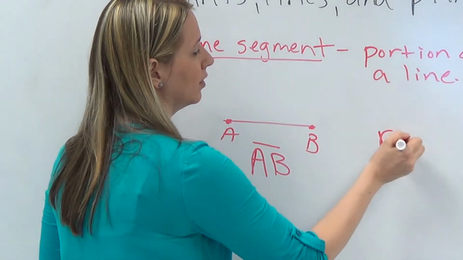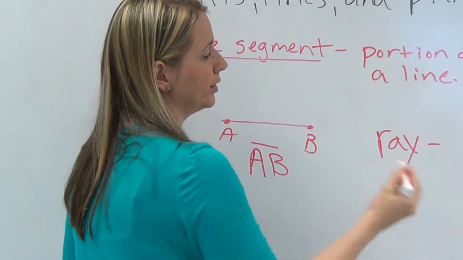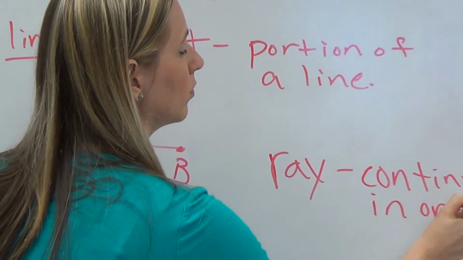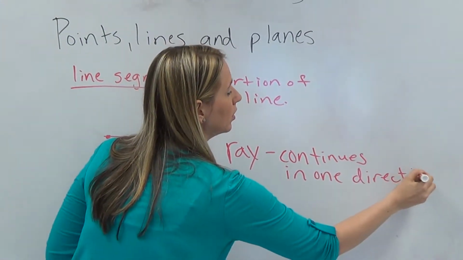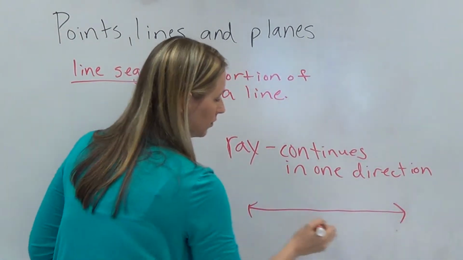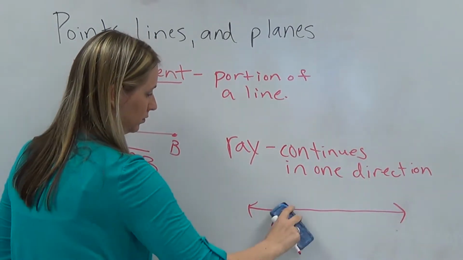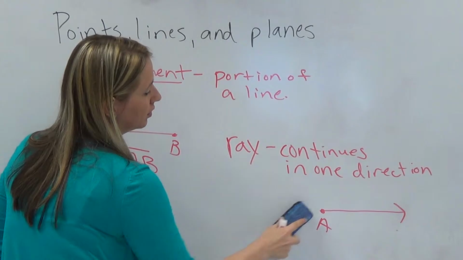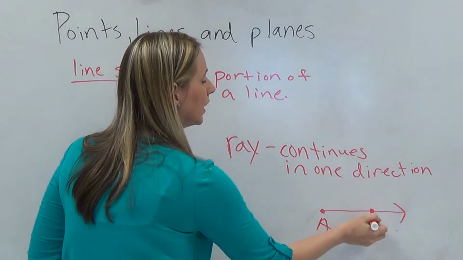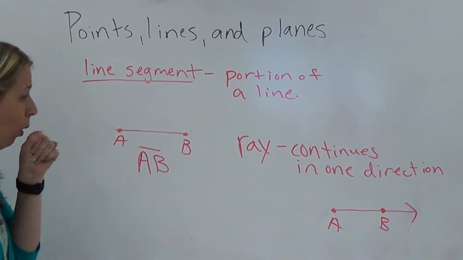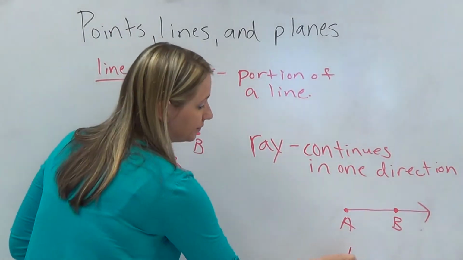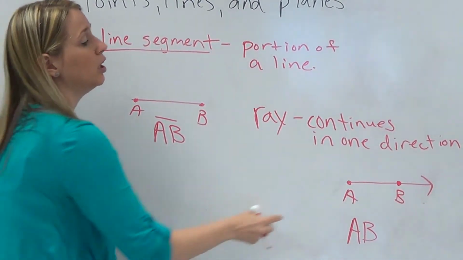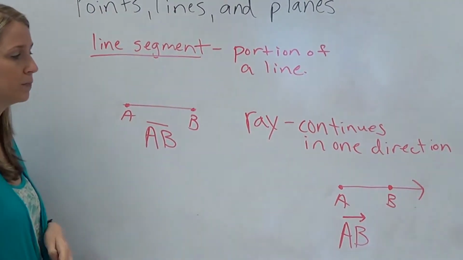The next one we have is a ray. A ray only continues in one direction. So it's basically half of a line. So if I have a line and I just want half of it, that's a ray. If I put some points on here, we can name this ray by these two letters, A, B, and then you just put a ray symbol on top. With a line, it was a line with arrows. With a line segment, it was a line without arrows. Well, a ray only has one arrow, so it's a line with one arrow. And that's how we name a ray.